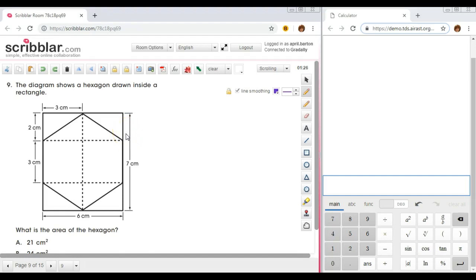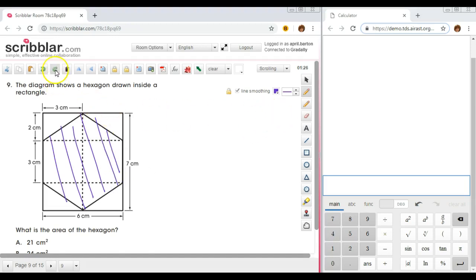Problem 9 is kind of a difficult one. It's a geometry problem where we're finding some area. The diagram shows a hexagon drawn inside of a rectangle. What is the area of the hexagon? So we want the area of this inside shape.